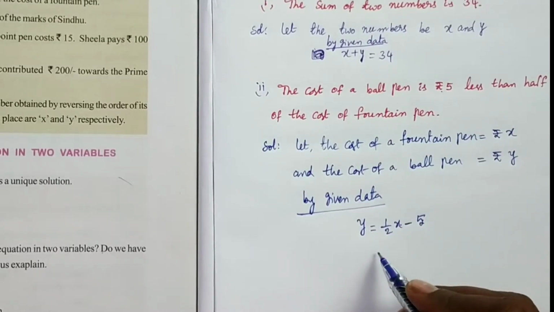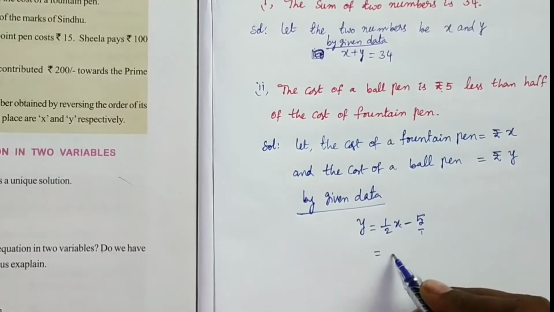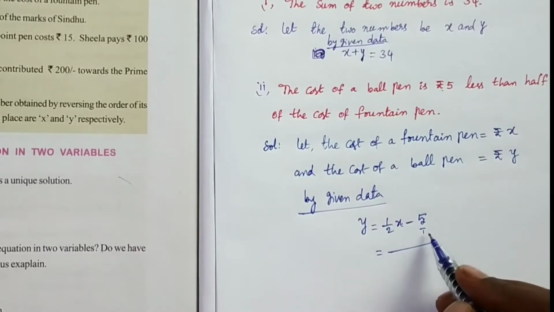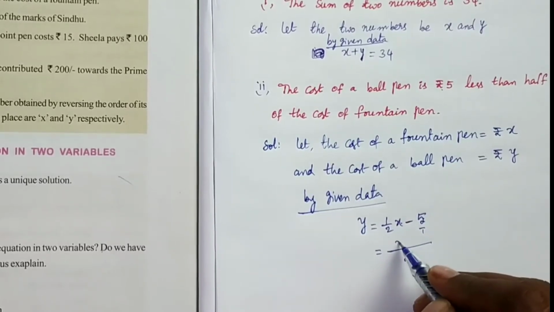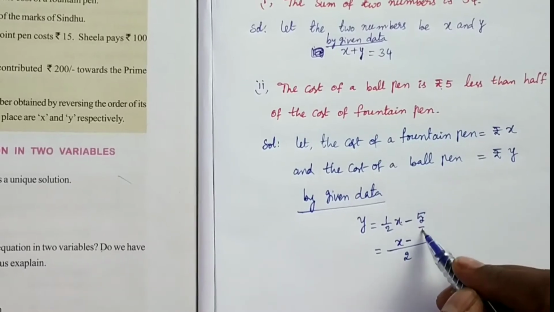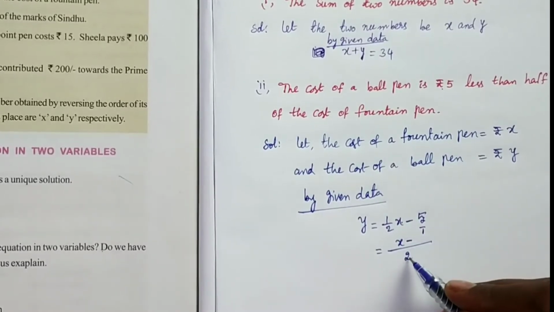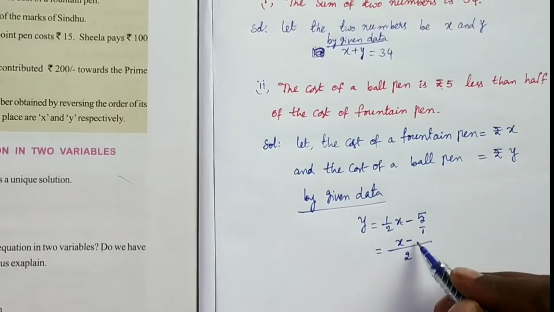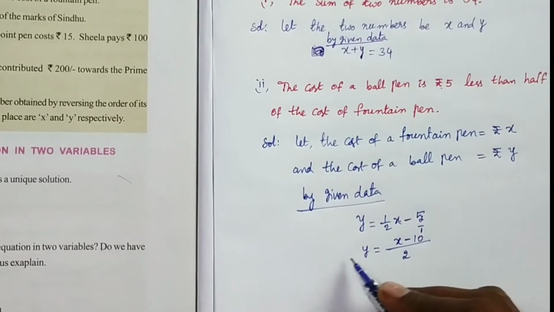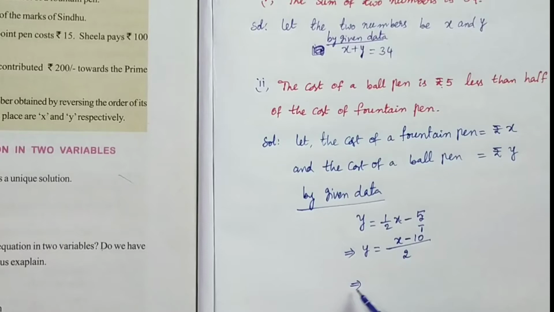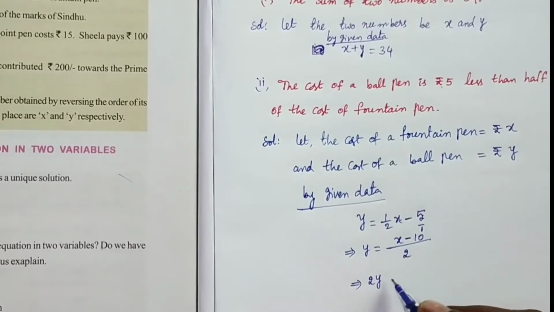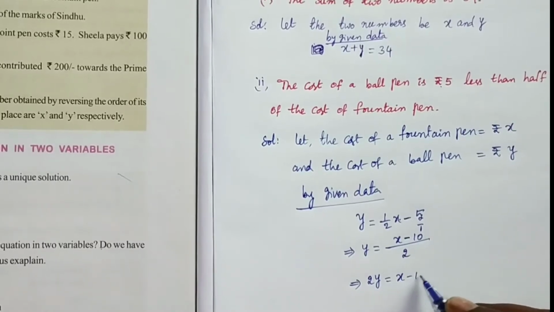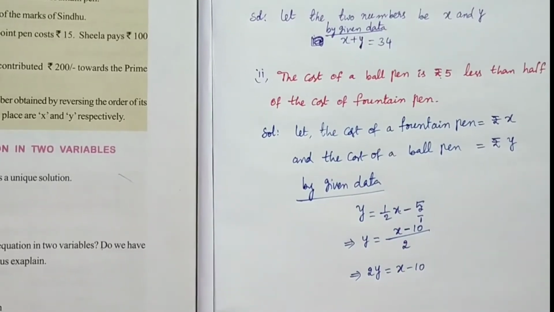So now do LCM, take y by 1 equals x by 2 minus 5 by 1. The LCM of 2 and 1 is 2. 2 into 1 time cancel, 1 into 1 is x; minus, the denominator 1, LCM 2, 2 times cancel, 2 into 5 is 10. So y is equal to x minus 10 over 2. Send the denominator to this side, then it will multiply, so it will be 2y is equal to x minus 10. So this is the required equation.